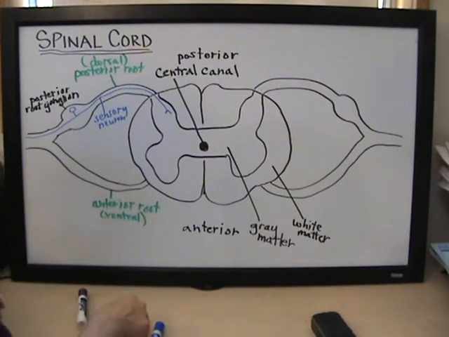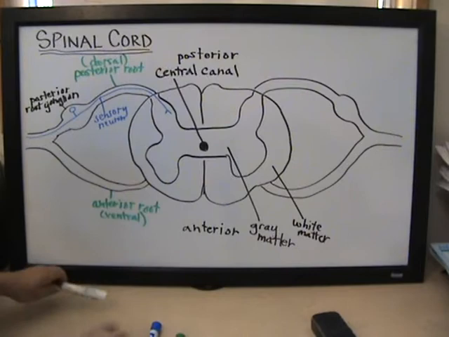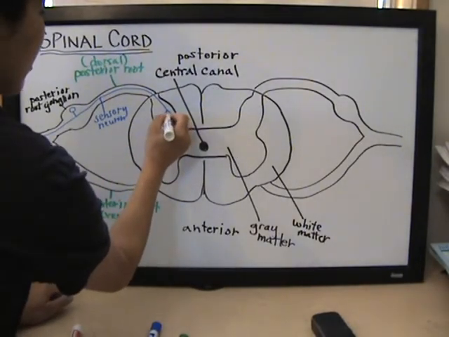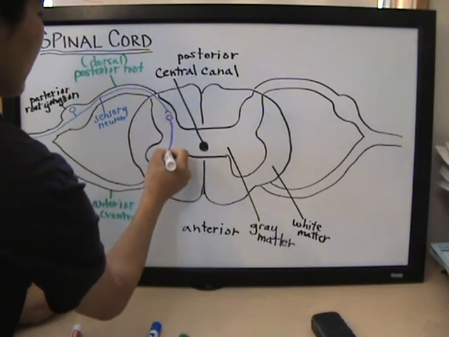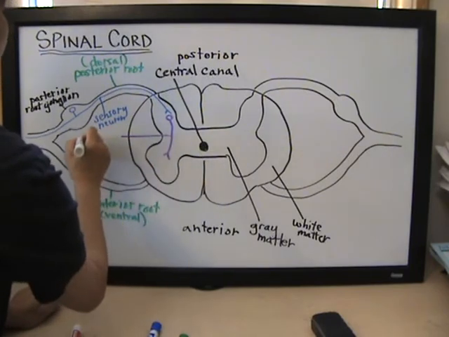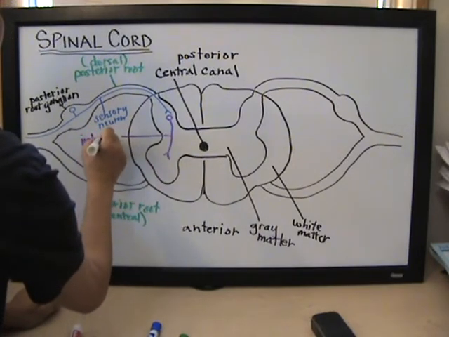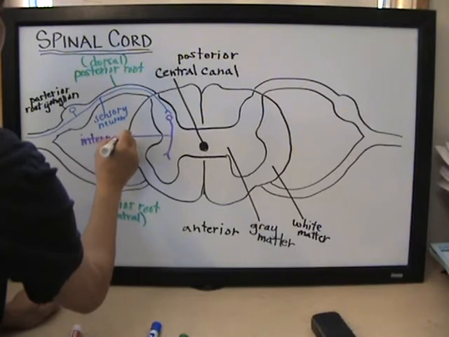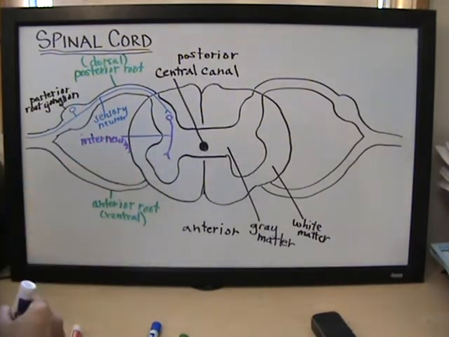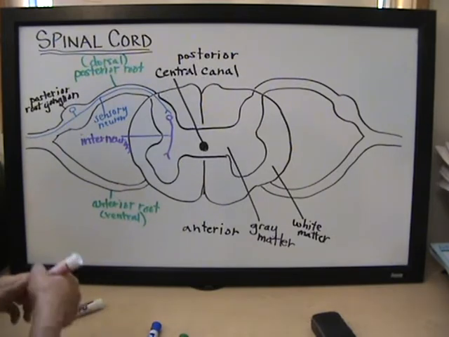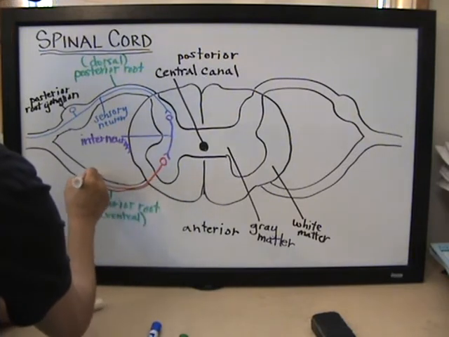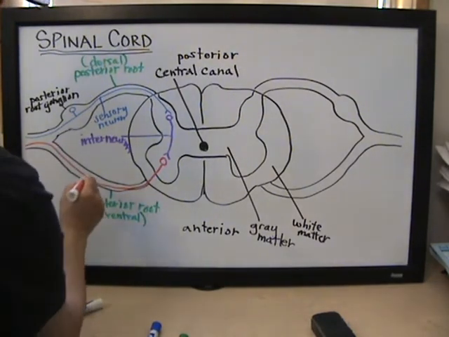Now, inside the spinal cord, sometimes the sensory neuron will hook up with another neuron called an interneuron. Inter means between, neuron means neuron, between the neurons. Interneurons are completely within the spinal cord. And then it hooks up with a motor neuron, which is going to pass out the anterior root like this.